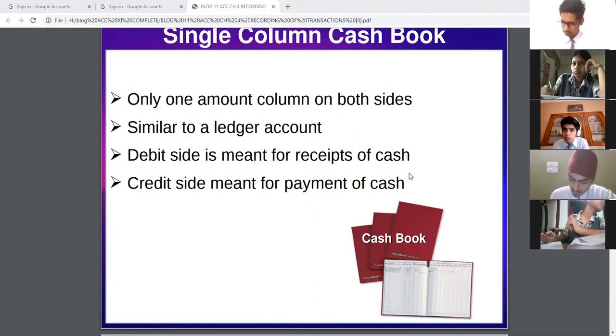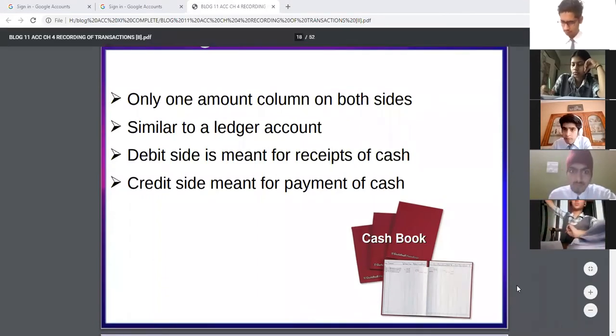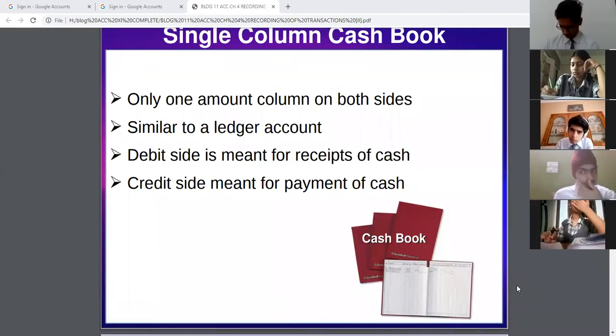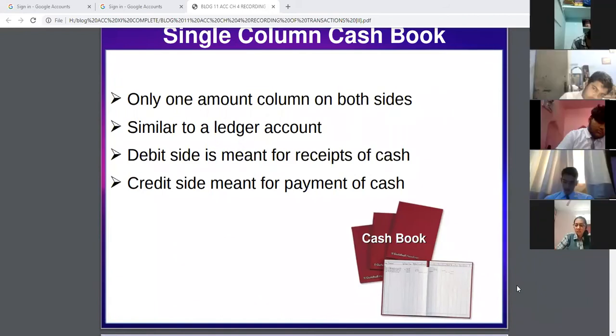Debit side when the amount is received, credit side when the amount is paid. Debit is for receipt, credit is for payment. Note it down, beta.